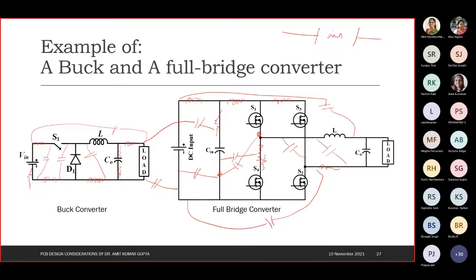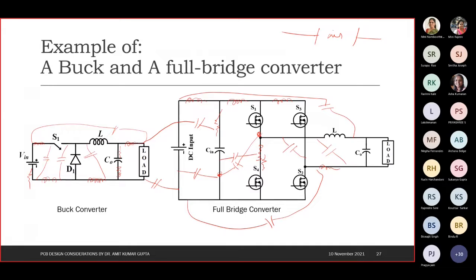We just know about S1, D1, LC. We just know about C in, S1, S2, S3, S4, LC. Apart from these components, we have several hundreds of components within the circuit. They will have very small value, yes, but they are there. These are called parasitic. They create problems in hardware design.